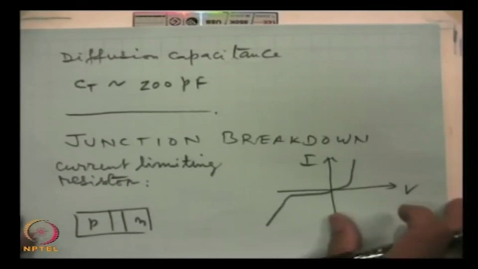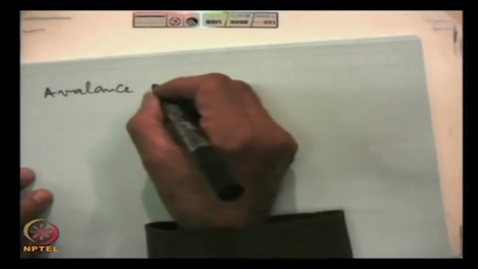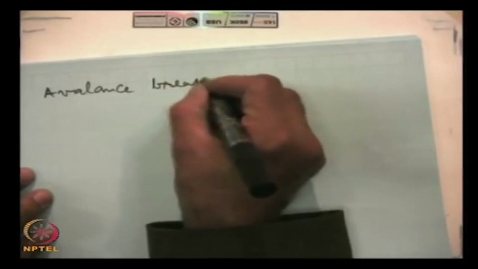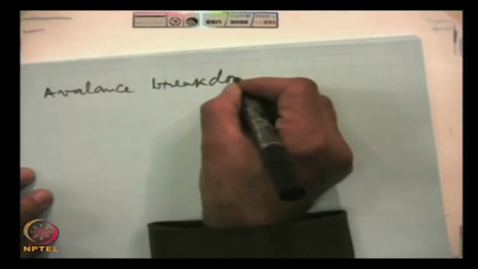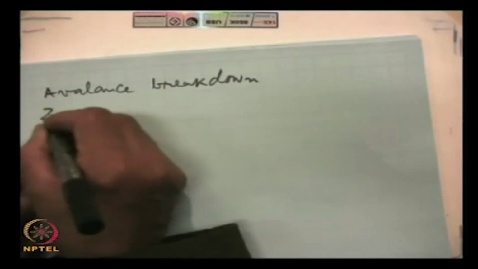Now, there are two processes of junction breakdown. One is avalanche breakdown, and the other is Zener breakdown.